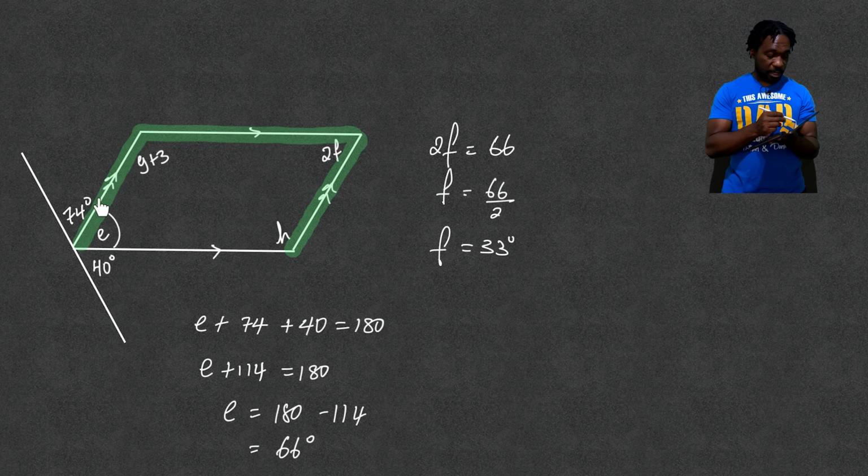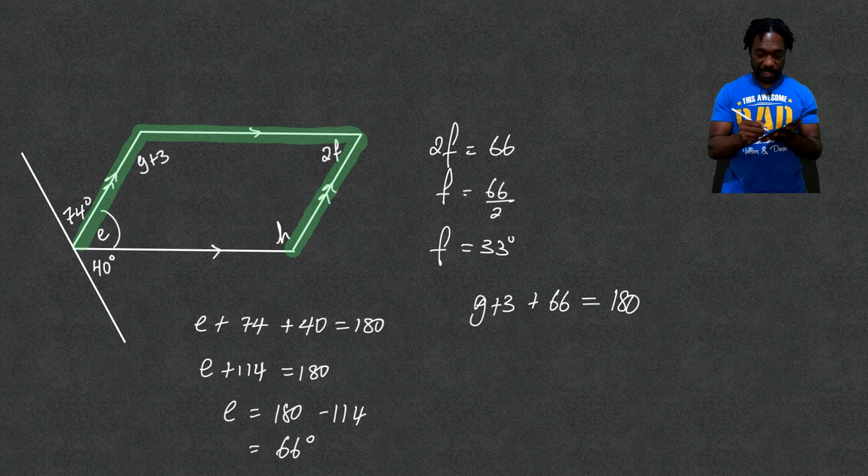Now that we've got the co-interior angles there, we know that it adds up to 180 degrees. So what we're going to do is G add 3 plus that 66 degrees is equal to 180 degrees. Where did the 66 come from? Well, we already said that this angle is 66. It's only the F that's 33, but the whole angle is 66. All right. Okay, good. So now we add those up.